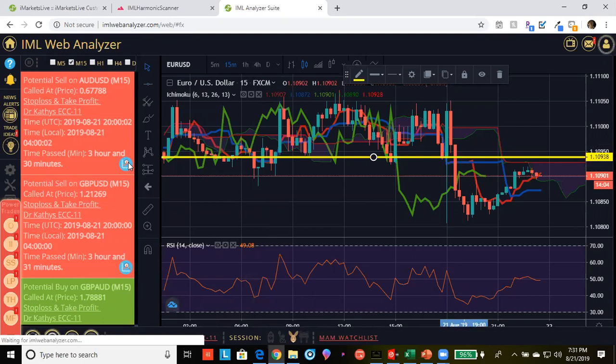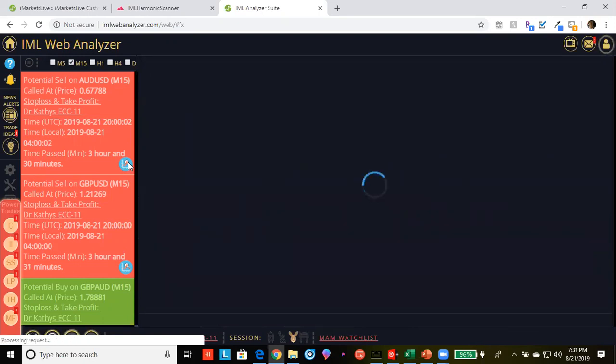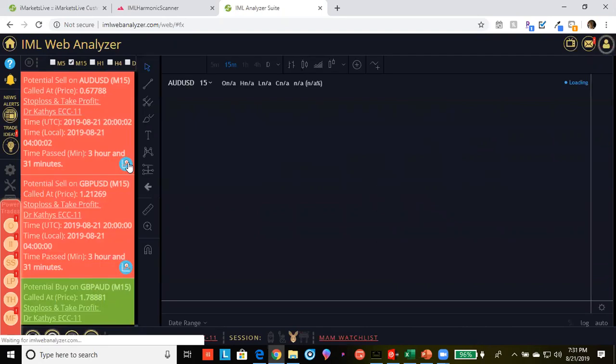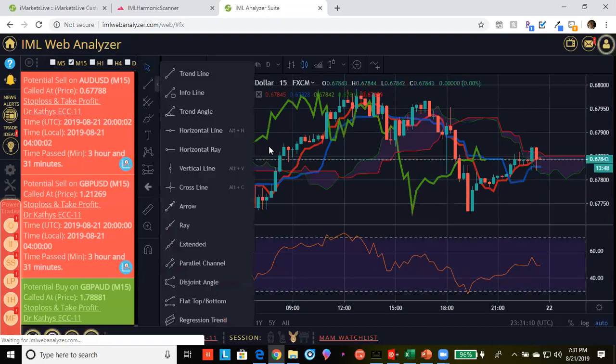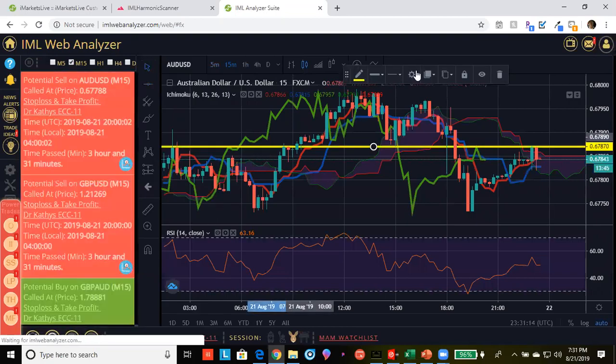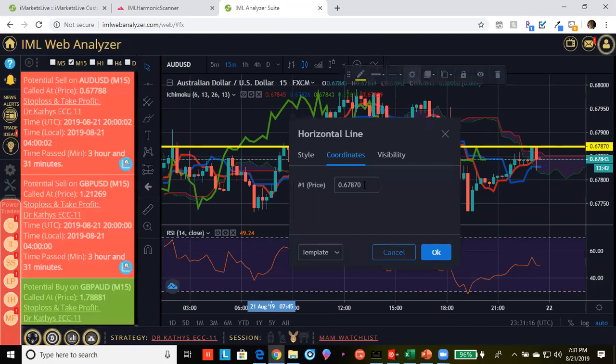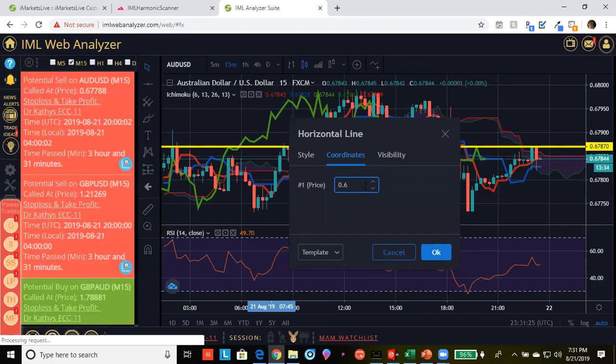It didn't update. Okay, so here we go again. Put the horizontal line down. Hit settings. And now you just want to put the right coordinates in. The Harmonic Scanner doesn't tell you if it's a buy or a sell. Web Analyzer actually tells you if it's a buy or a sell, and it gives you the coordinates for the call at price. So that's 0.67788.